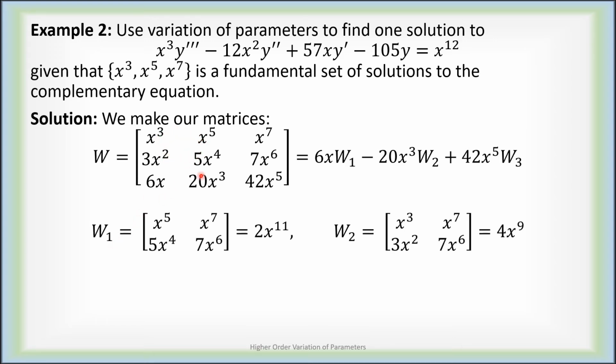So W1 is this 2 by 2 matrix, and its determinant is pretty easy to compute. It's 2x to the 11th. W2 and W3 correspondingly, not too bad. Quick determinants to compute. The fact that our fundamental set was just powers of x makes this quicker than the last problem. So here are the determinants W1, W2, and W3.